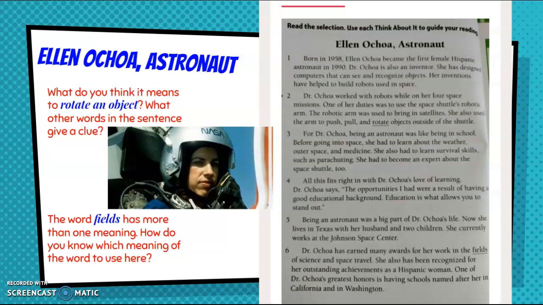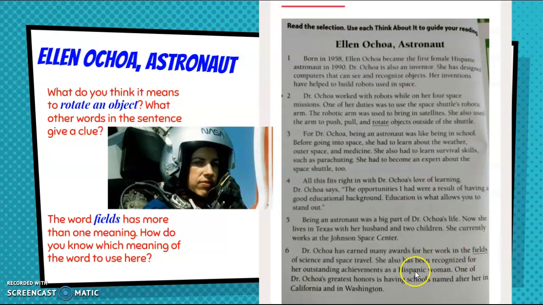Right there, I see the word fields underlined. In my mind, I start thinking about what I know about the word fields. When I think of fields, I think of fields of flowers, like a big open area that may have vegetables, food, flowers, things like that. But in the context of this, I know that I'm not talking about any of those things, because all of this is about Dr. Ochoa and her being an astronaut, okay?